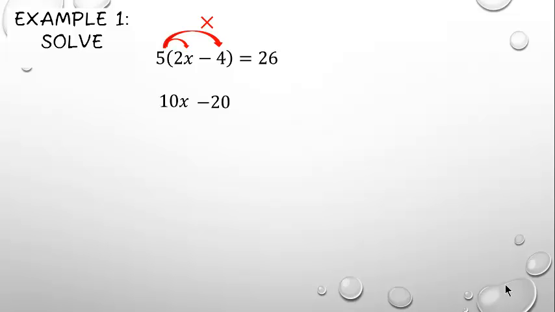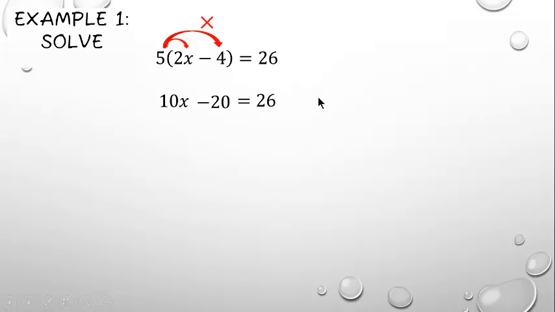Okay, example 1, we're going to solve 5 outside of 2x minus 4 equals 26. Now what solve means is we need to find a value for x, a solution. So we'll have x equals. So firstly, let's use the distributive law to expand those brackets out. So we have 5 times 2x is 10x, 5 times negative 4 is negative 20, equals 26.